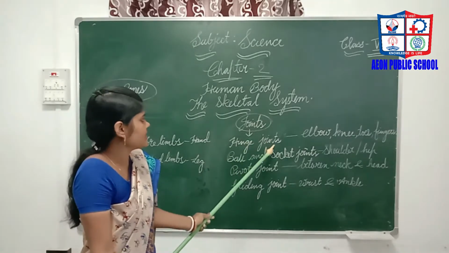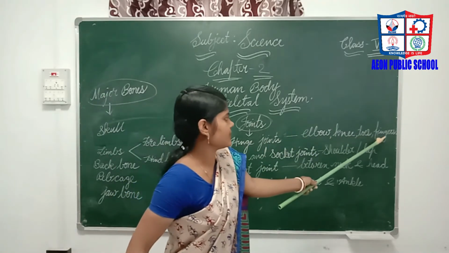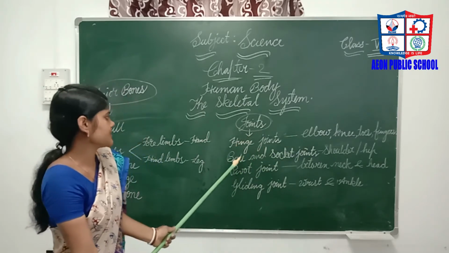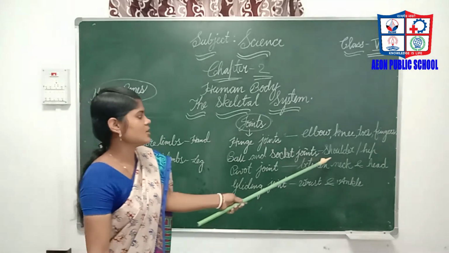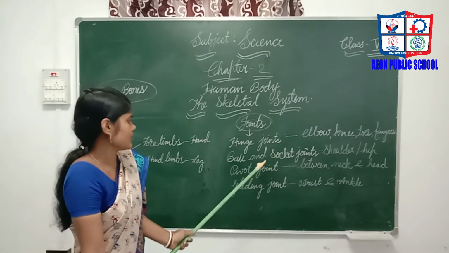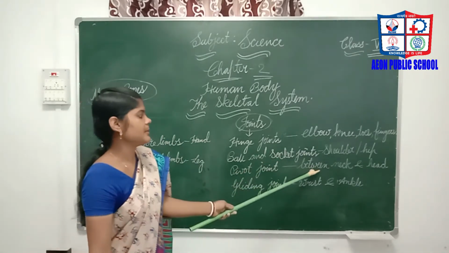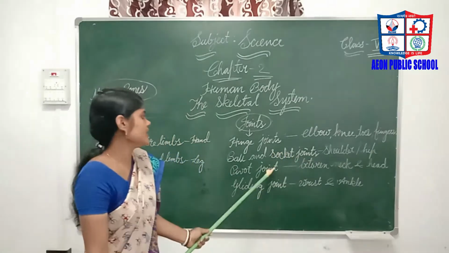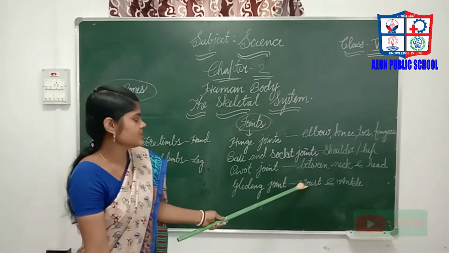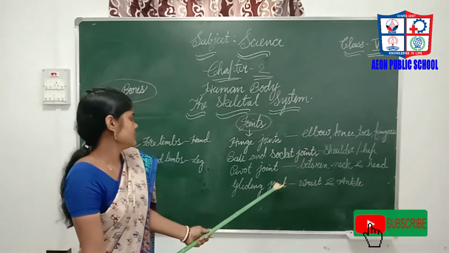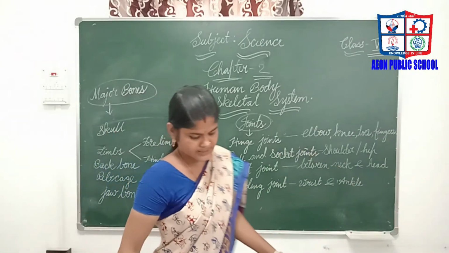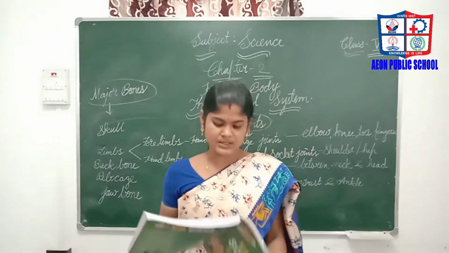Hinge joints are in the elbow, knee, toes and fingers. Those joints are called hinge joints. Then ball and socket joints: these are in the shoulder and hip. Hip joints are called ball and socket joints. Next are pivot joints, between the neck and head. The joint between the neck and head is the pivot joint. Then the gliding joint is in the wrist and ankle. So the joints in the wrist and ankles are called gliding joints. So this we will discuss here. Now see the textbook, page number 10.